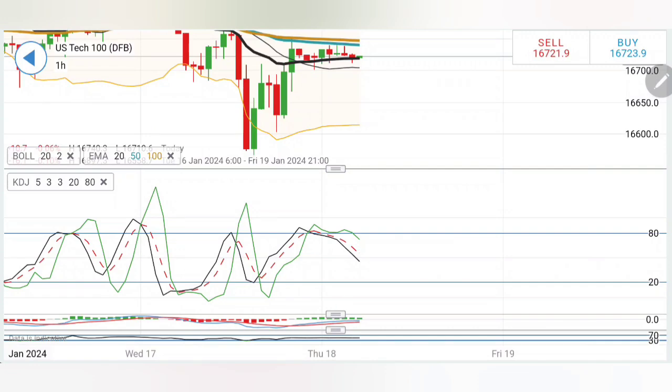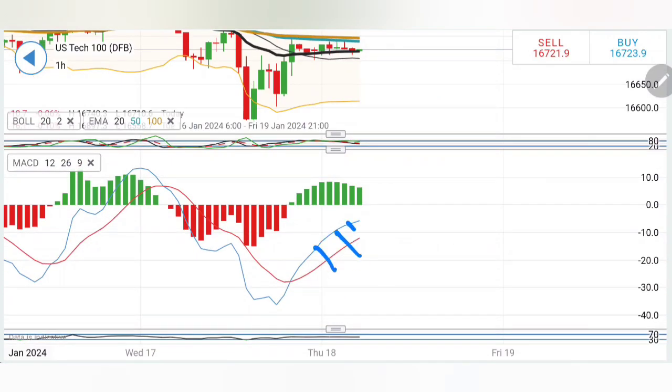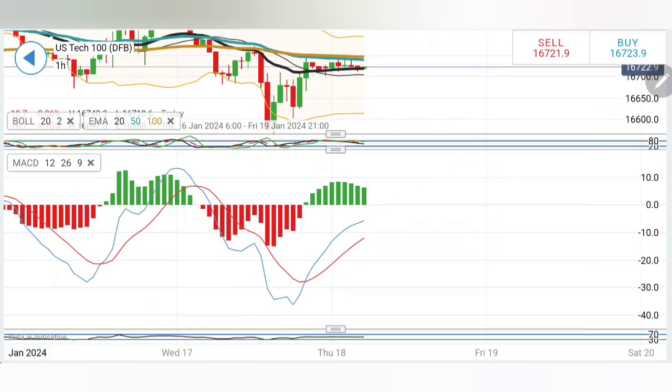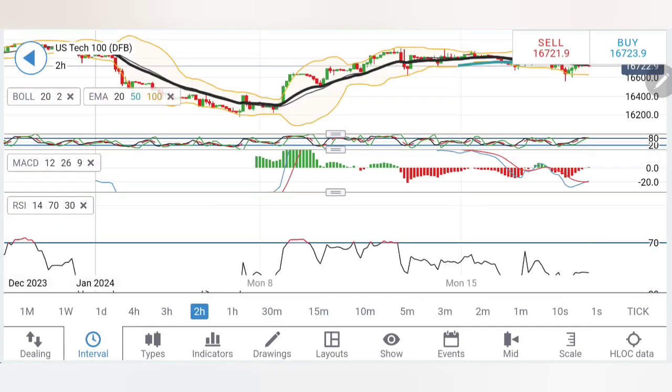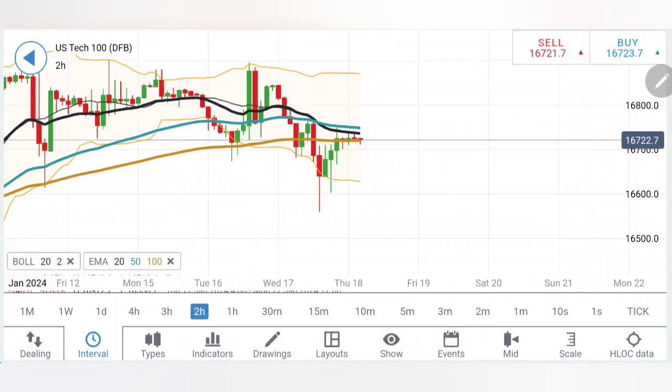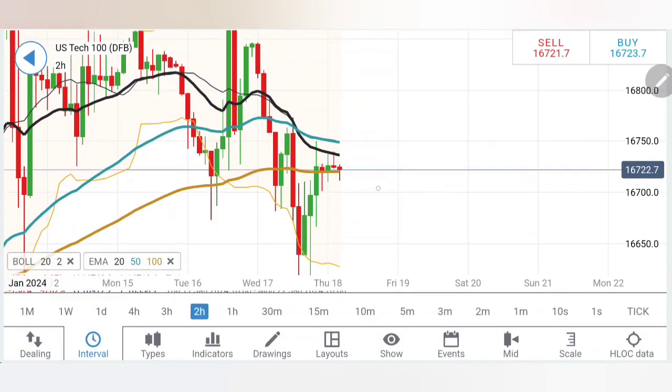Stochastic looking down, MACD is in green. It can possibly converge, but right now it is in a retracement mode. It has formed lower lows and it is trying to recover. This recovery can be stronger. RSI flat. On the 2-hour charts, it is showing a breakout here, getting resistance from the 20 period.